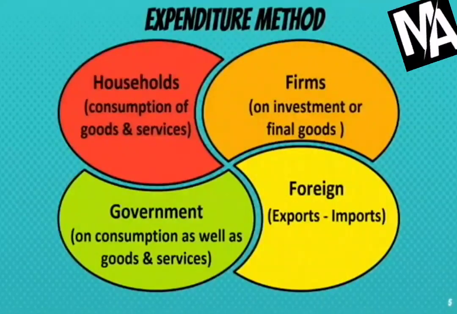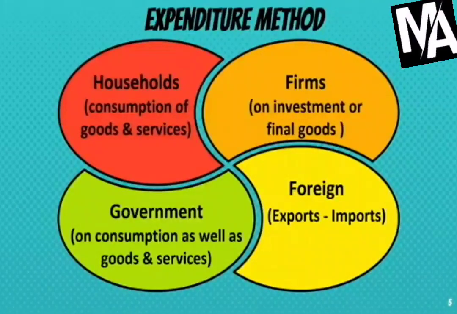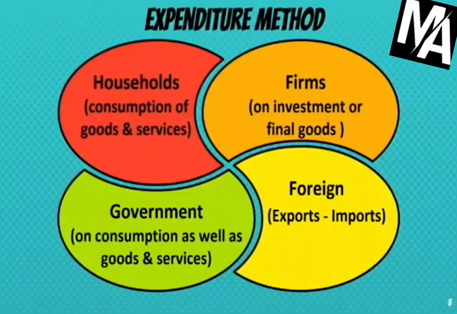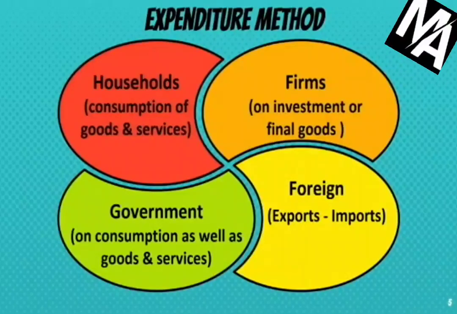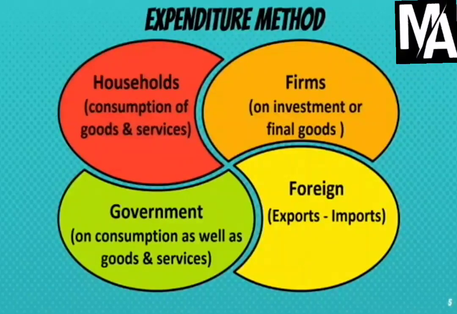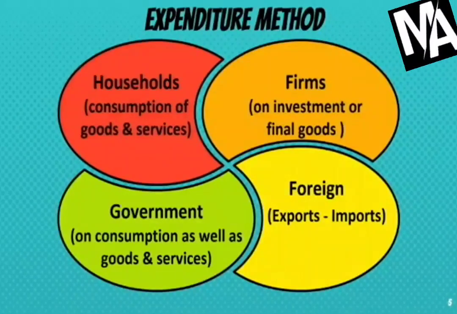We'll try to understand expenditure method in a simple way. So as I told you, there are four sectors in the economy, that is household, firms, that is business. Then we have the government sector, and then we have the foreign sector. And so the expenditure made by the households on the consumption of goods and services will be calculated in this method. The expenditure made by business or firms on investment or on final goods will be also included in this method. Whatever the government spends on consumption as well as provision of goods and services, that will be considered in this method. And finally, whatever we export will be added, and whatever we import will be reduced in the expenditure method.